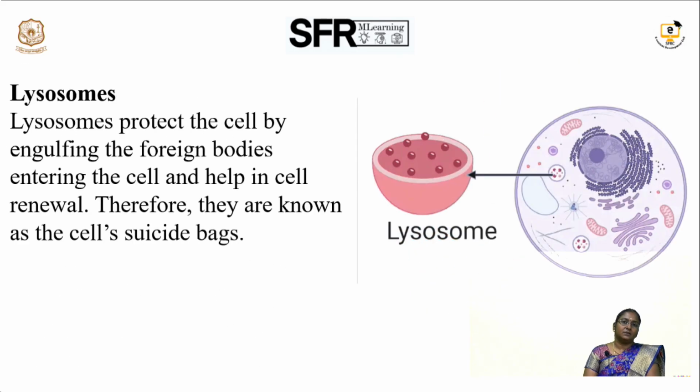So, next cell organelle is the lysosomes. Lysosomes protect the cell by engulfing the foreign bodies entering the cell and help in the cell renewal. So, whenever there is an entry of foreign particles inside the body, these lysosomes become active and they start engulfing the foreign materials within them. So, this helps in the protection of the cell, and it is often called as a suicidal pack since it is engulfing all the foreign particles and the waste materials that are produced in the cell. It digests the substances. It is called as suicidal packs.